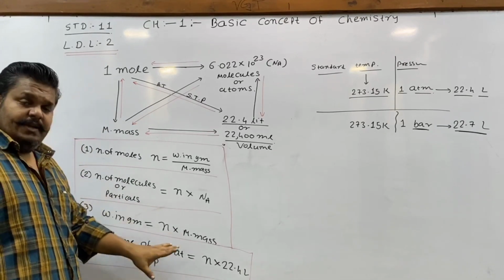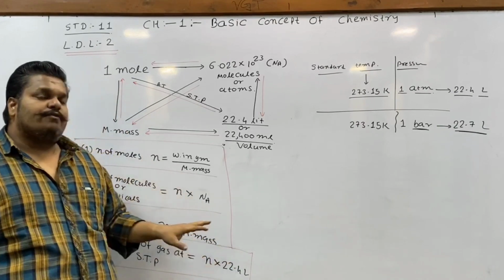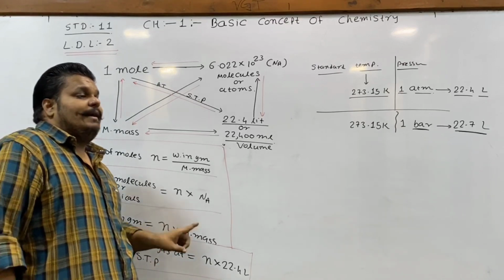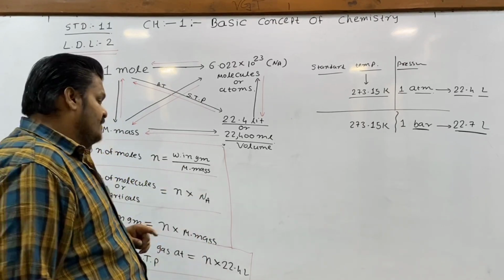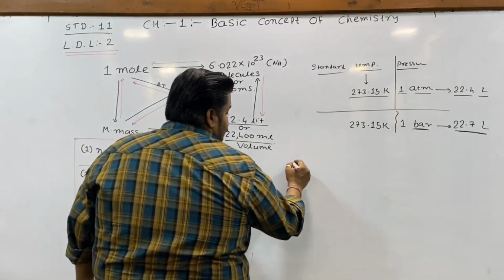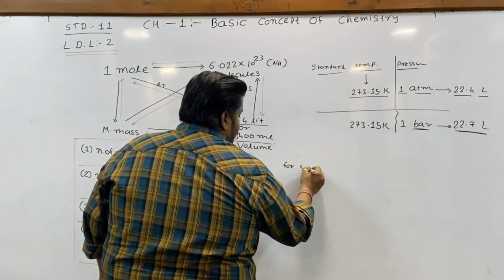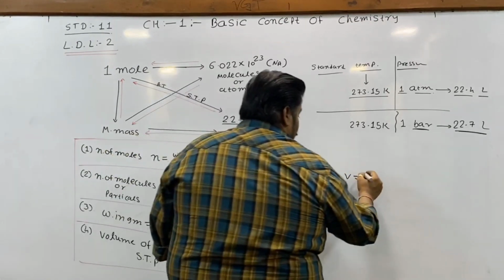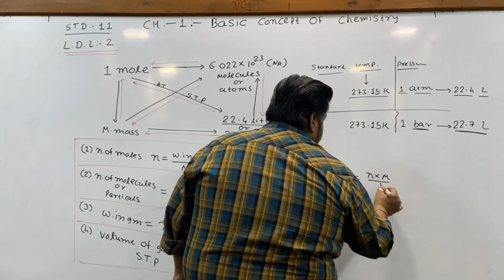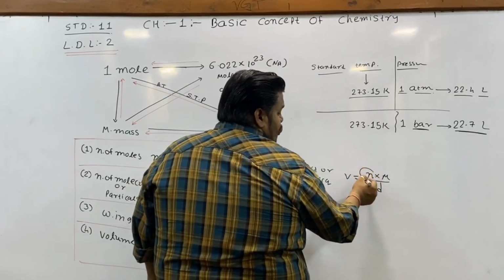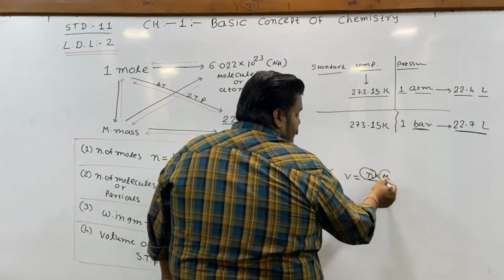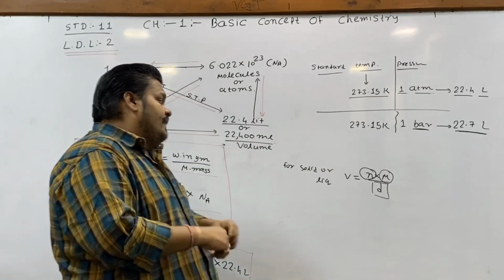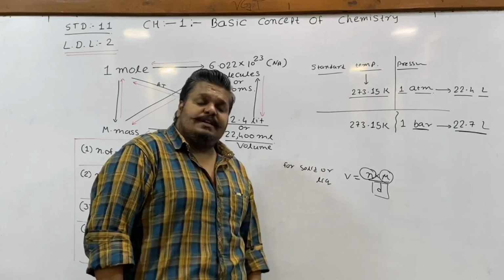Volume of a gas at STP. Here N into 22.4 liter volume is only for a gaseous substance. It is not applied to a solid or a liquid substance. For solid or liquid, its volume V is equal to N into M divided by D. Here N is the number of moles, M is the molar mass, and D is the density. Density plays an important role when volume for solid and liquid is measured.